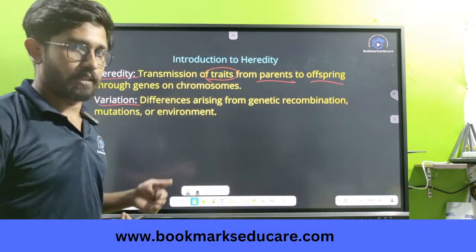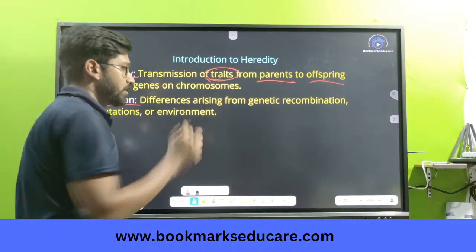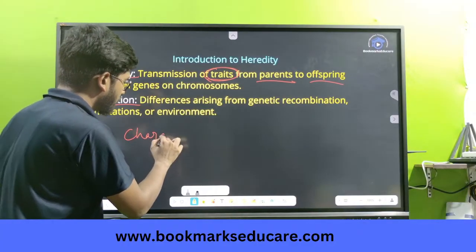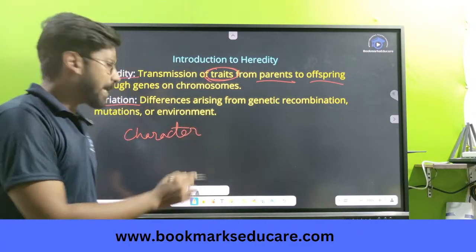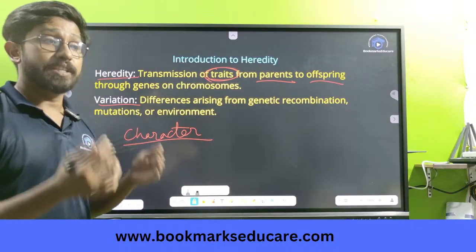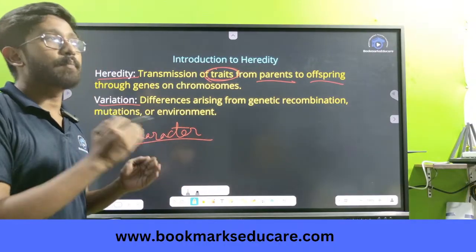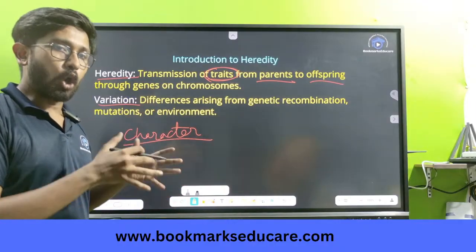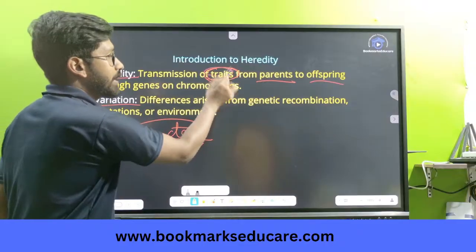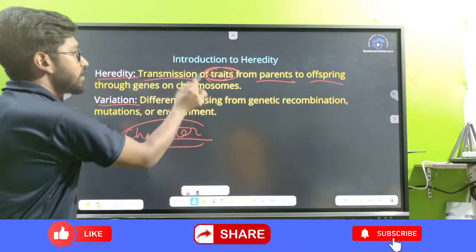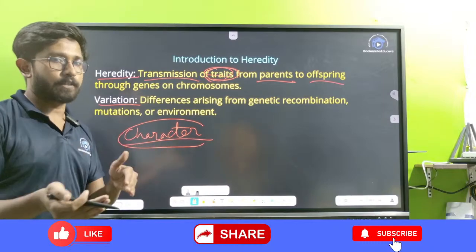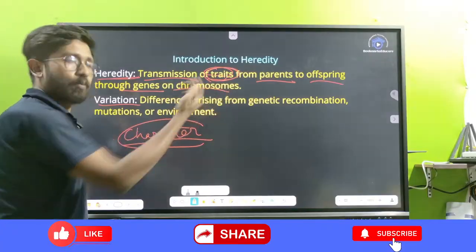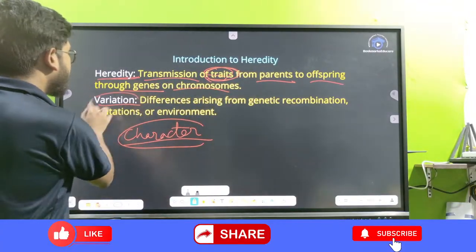Offspring means child. And trait, what is trait? Trait is any kind of characteristic. It can be any kind of character which is visible or which has some kind of organizational ability in your body. Those are called characters or traits. So when a transmission of traits from parents to offspring happens, we call it heredity. It can be through genes on chromosomes. We will see that. And then variation.